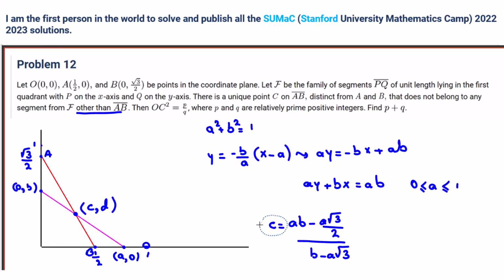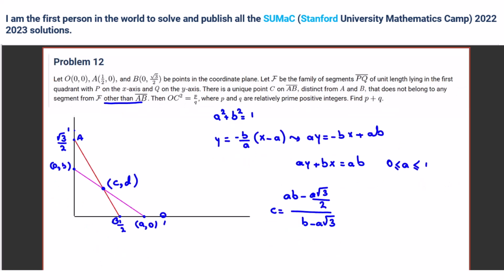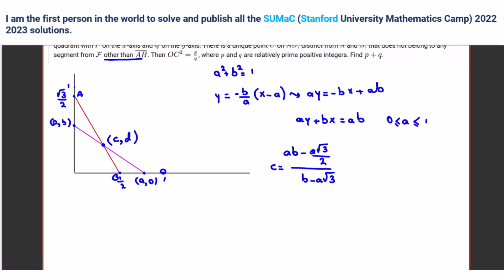Okay, so let me check it. Here, we know ay plus bx is ab. So for this one, a is 1 half, so 1 half y plus b, which is root 3 over 2, times x is equal to the product, root 3 over 4. And if you check it, if you plug in 1 half for x, root 3 over 4 for y, it works. Okay, so now we should find x and y for C and D.